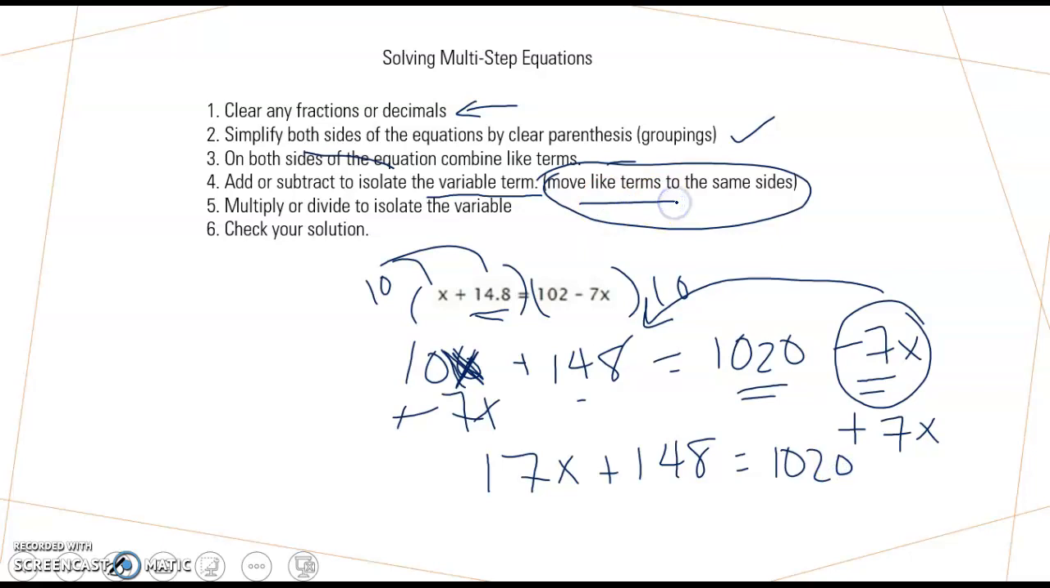So you've got to move the constants. You're going to subtract 148 from both sides. Rewrite your equation. So you have 17x equals. Let me do it on my calculator because it's been a long day. 1020 minus 148. You're going to have 872.